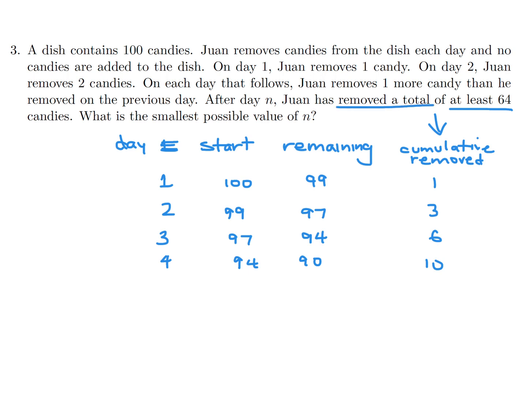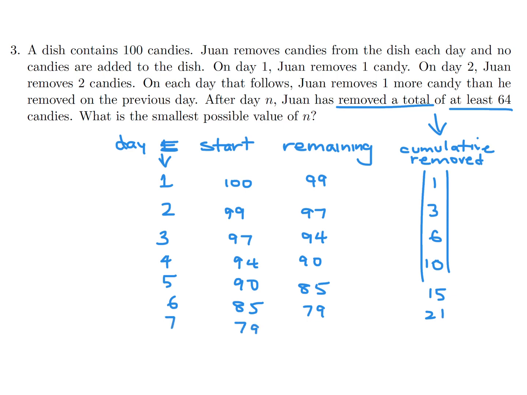We want the removed total to be at least 64 candies. So we have to see when this number in this column gets to at least 64. So let's see what happens. And then we're going to have to look at what day it was, because that's what they're asking. So 85, this will be 15, 6, 85, 79. This time we removed 6, so that's 21, 7, 79, 72, 28.